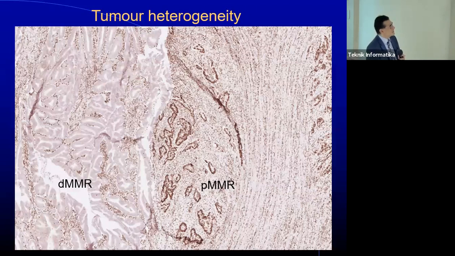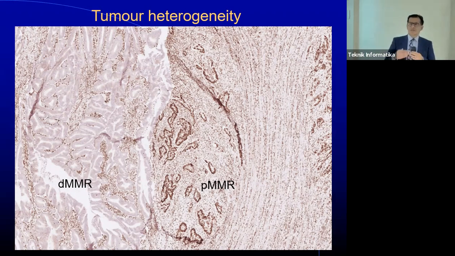And so here we've got a tissue, and you can see that it's nice and brown. And this is what we call proficient mismatch repair, PMMR, right? You can see it's nicely staining here. But on this side, we've got the staining which is missing. And so this is deficient MMR, mismatch repair. And so we've got one tumor, part of which is PMMR, the other part of which is DMMR.